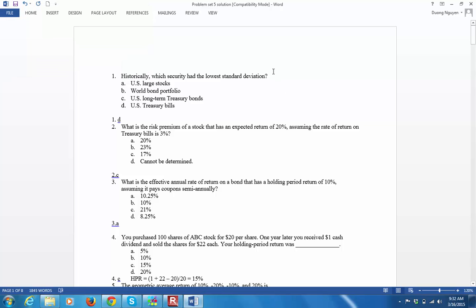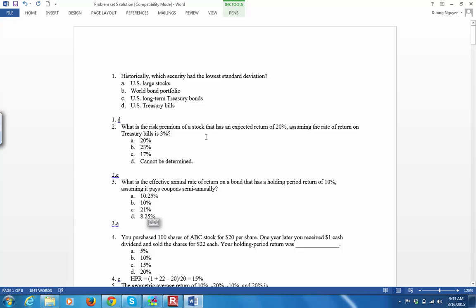Hello everyone. Let me go over some questions in problem set number 5. Start with number 2. What is the risk premium of a stock that has an expected return of 20%?